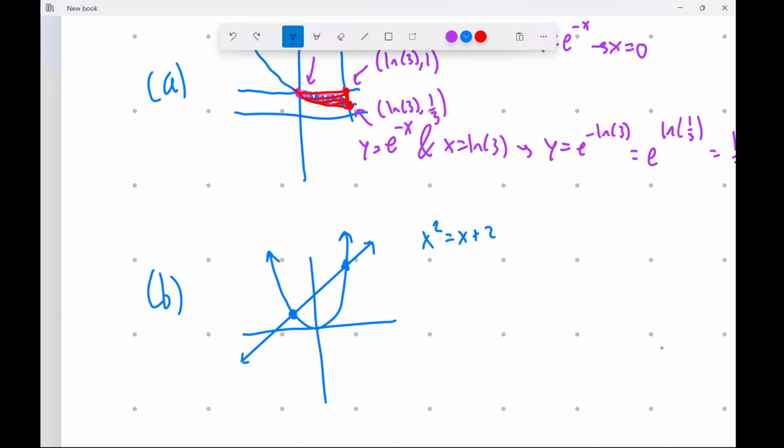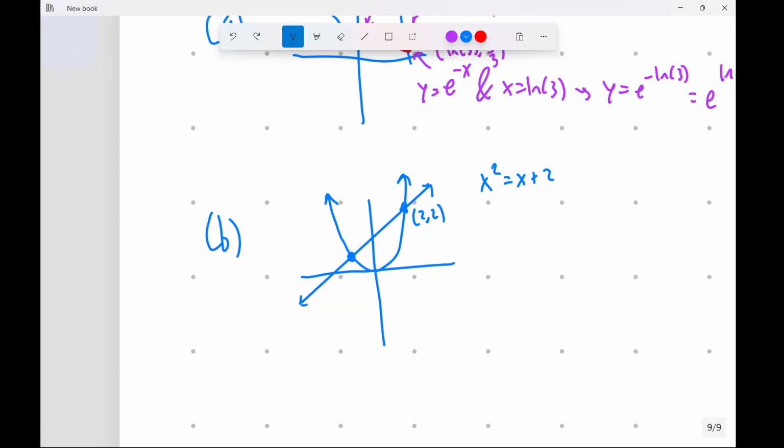One of the solutions is going to be 2, 2, and the other one is going to be negative 1, 1. I can just sort of see that by looking at it, but if you can't see that, then you can solve this by factoring it or using the quadratic formula. And so our region is going to be right here in blue.